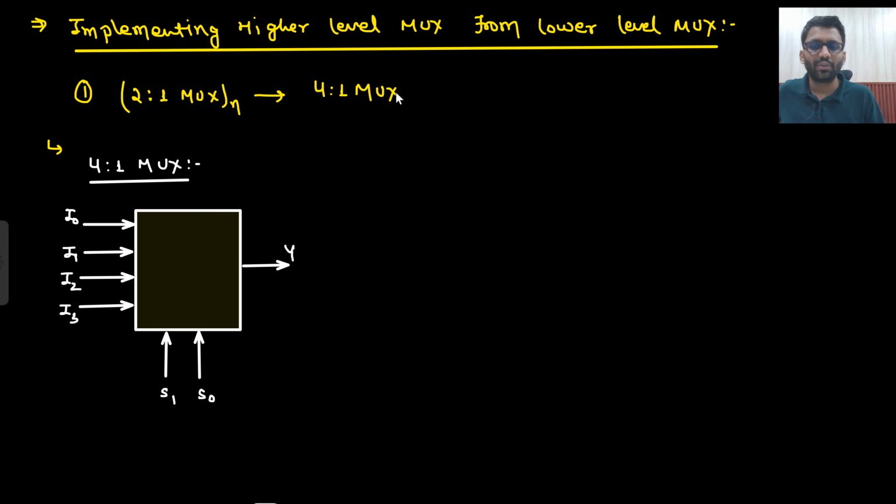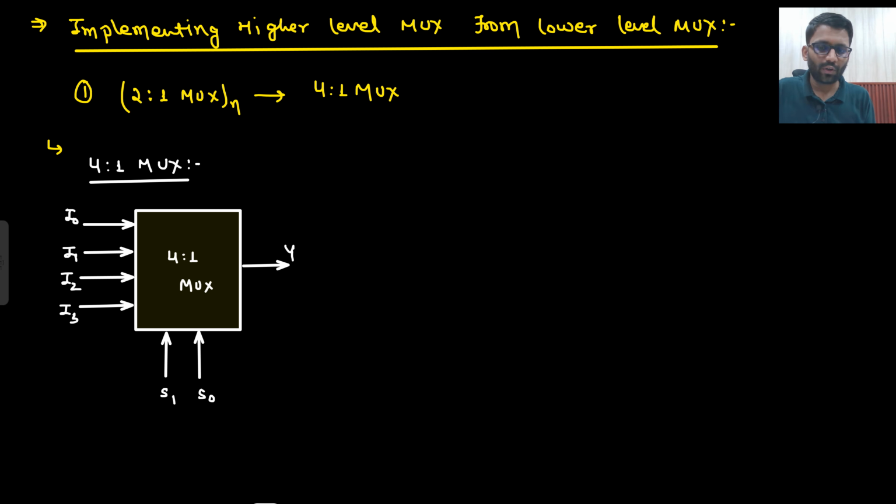Now what is usually asked is that you need to implement a higher level mux from a lower level mux. So now let's start studying about implementing a higher level mux from a lower level mux. This is an important topic. That means you are given a 2 cross 1 mux, and you need to make a 4:1 mux. So you have 2:1 muxes and this is what you need to make.